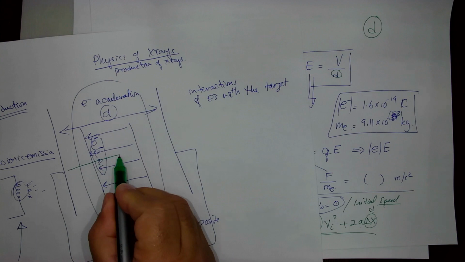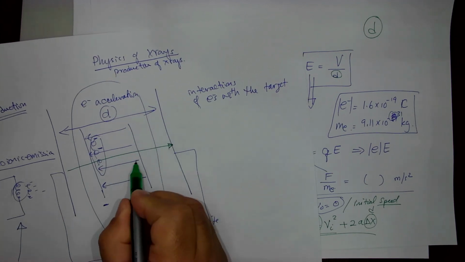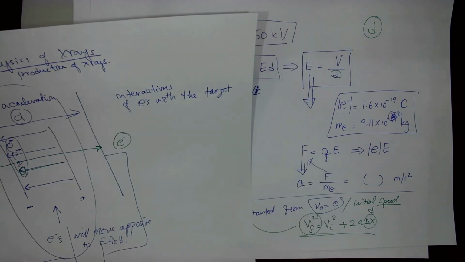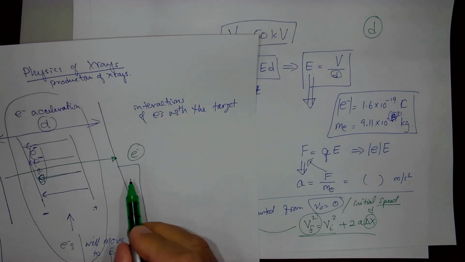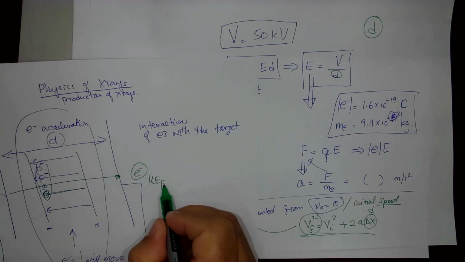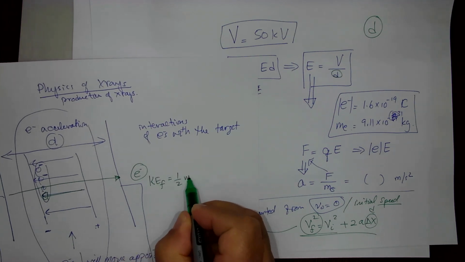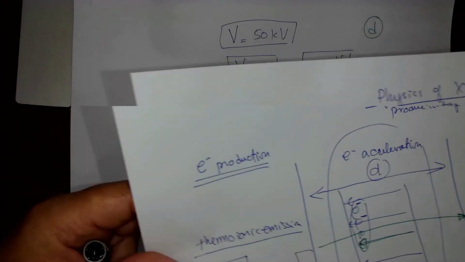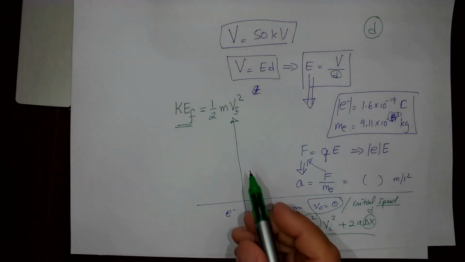So the electron will move this way, right? And the electric field is this way. So the electron will hit here, and then it will hit the target in here. And this kinetic energy final, which we said is equal to half mv final square, is the kinetic energy by which the electron will hit the target.